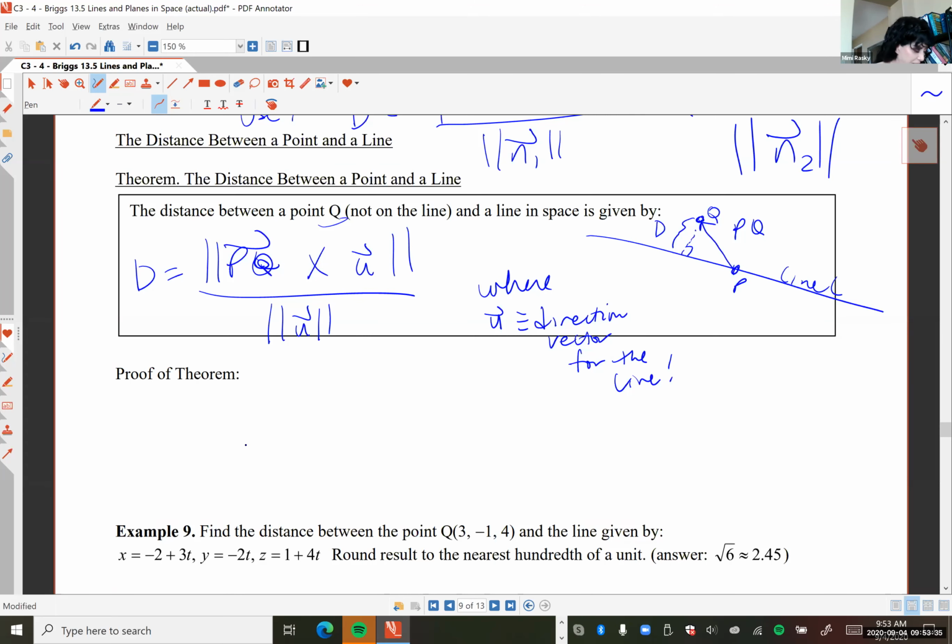So here's a picture. Here's your line L. How come the cross product gets involved? Here's your point Q. Here's your point P. We want this distance here, the shortest distance between. How do we get it?